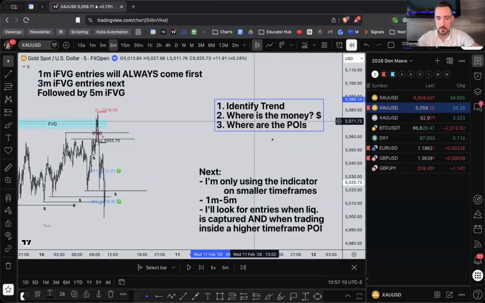The three questions I'm asking myself, or the three things I'm looking at and considering, is number one, I'm identifying the trend. Number two, where's the money? Number three, where's the point of interest? This is on the higher time frame perspective.